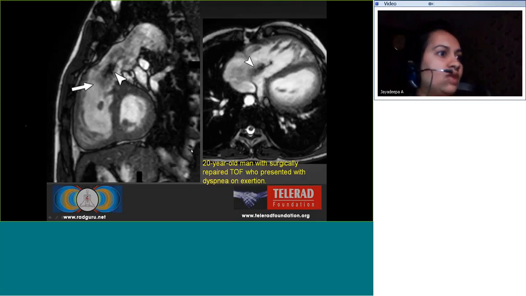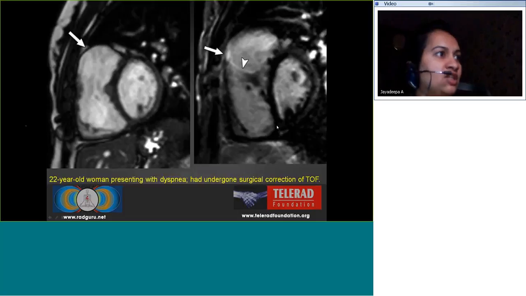Now here is a patient, a 20-year-old man with surgically repaired TOF who presented with dyspnea on exertion. We see here pulmonary valve turbulence due to regurgitation. The same turbulence or jet is seen across the tricuspid valve, both of which are indicative of stenosis and regurgitation.